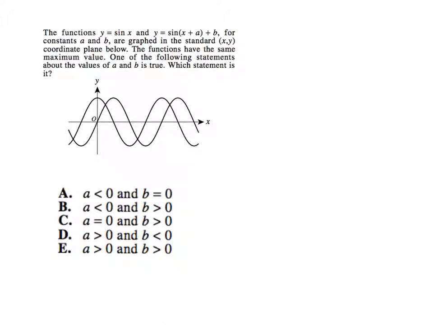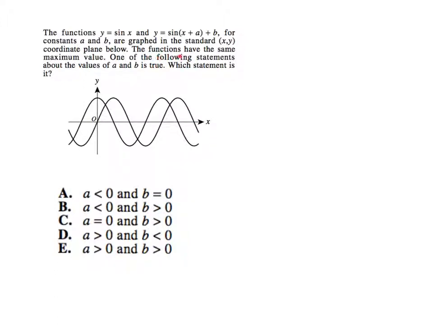So here is the first problem on that ACT prep worksheet. It says the functions y equals sine x and y equals sine x plus a plus b, for the constants a and b, so a and b are just numbers, are graphed in a standard coordinate plane. So that just means it's graphed on a regular x and y plane.